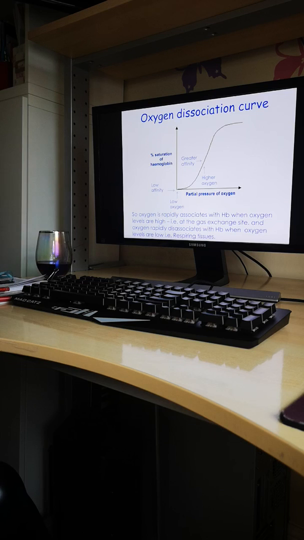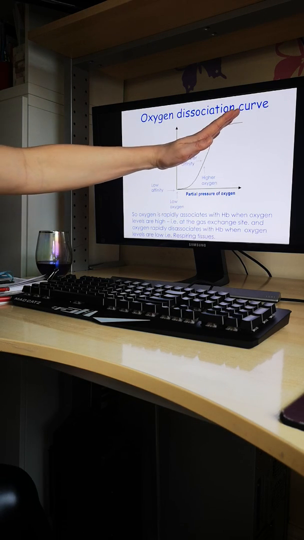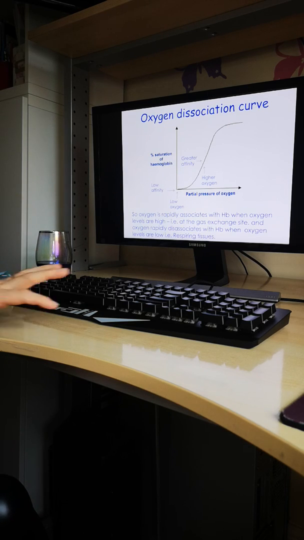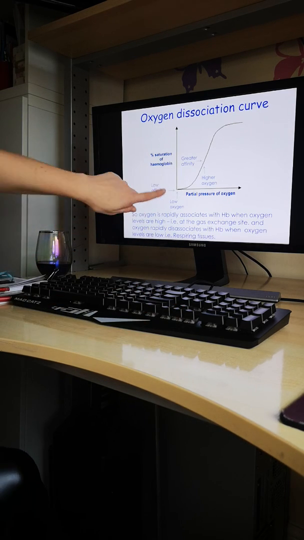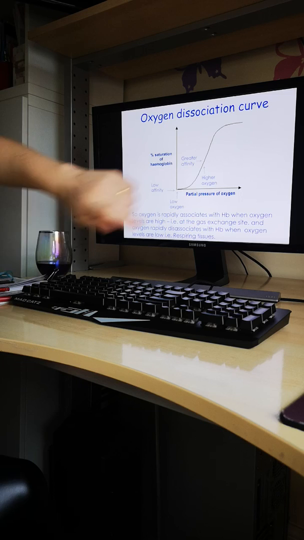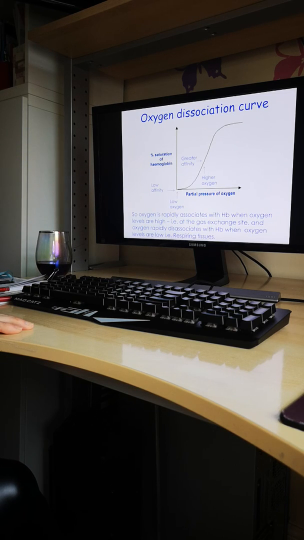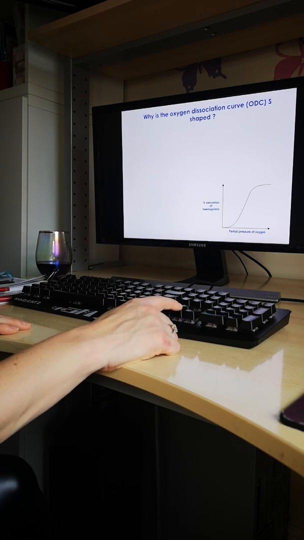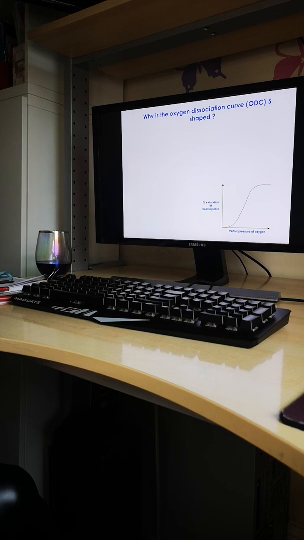But it's not a straight line. That relationship is not a linear relationship. That curve is an S shape, can you see? So it's called a sigmoid curve. And you've got to be able to tell the examiner why it is that shape.